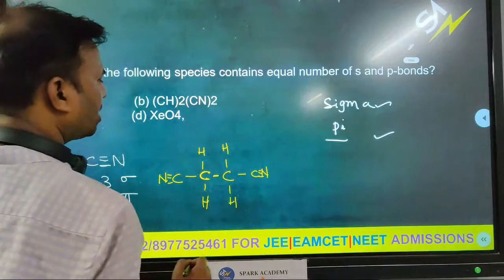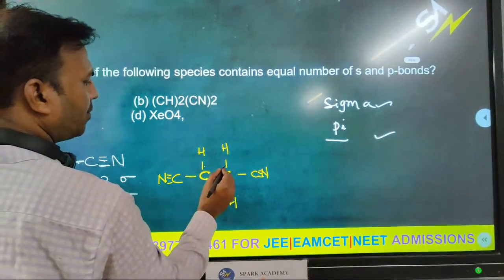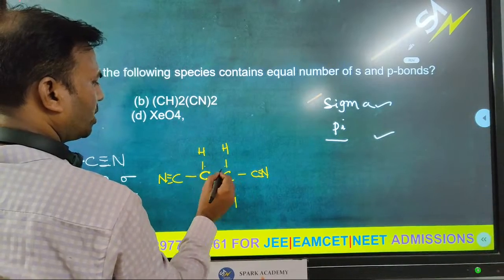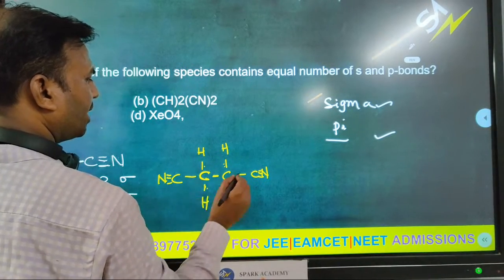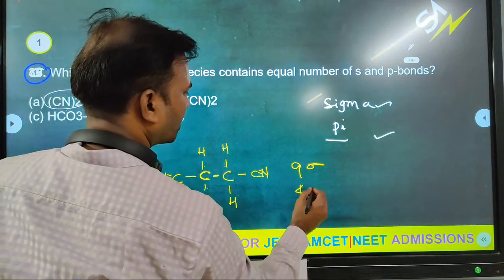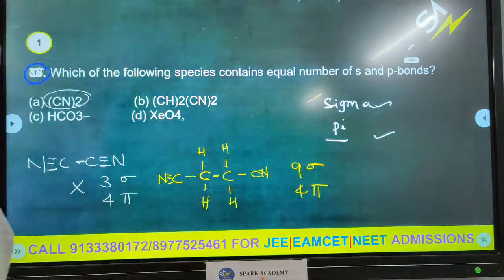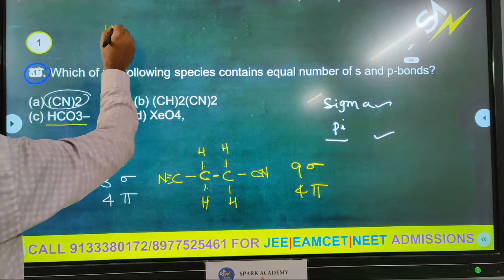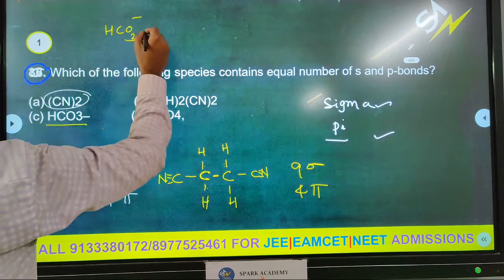It is the structure. Now 1, 2, 3, 4, 5, 6. 1, 2, 3, 4, 5, 6, 7, 8, 9. 9 sigma bonds. How many? 4 pi bonds. Yes. Now come to this HCO3 minus. So it is a carbonate.